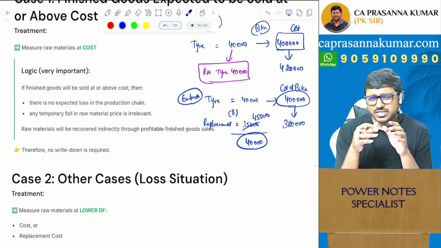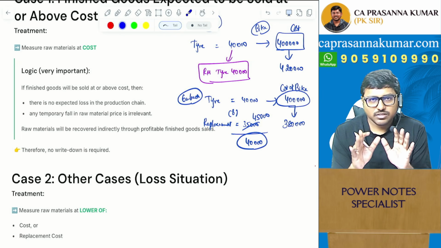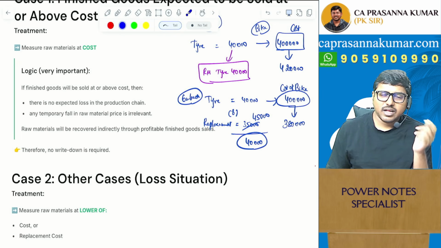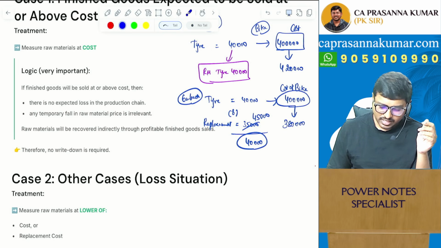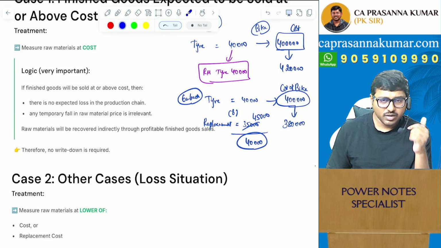So the simple logic is the replacement cost is nothing but if you buy today, then at what price can you get the so-called raw material? Okay, say for example, it is 35,000. Then naturally, what will be your thought process? So 40,000 or 35,000, whichever is less. So whichever is less means you'll be going with 35,000 as the valuation of your raw material.